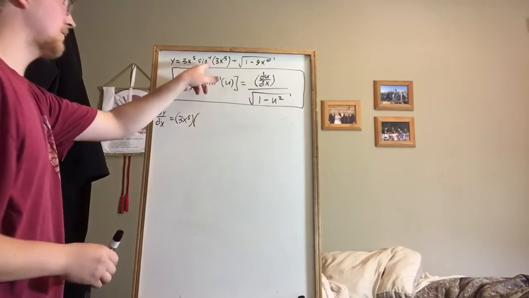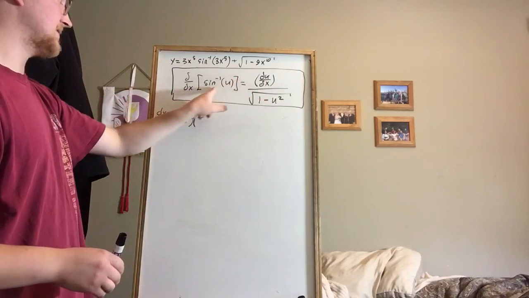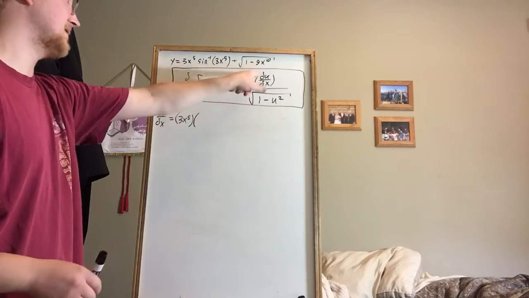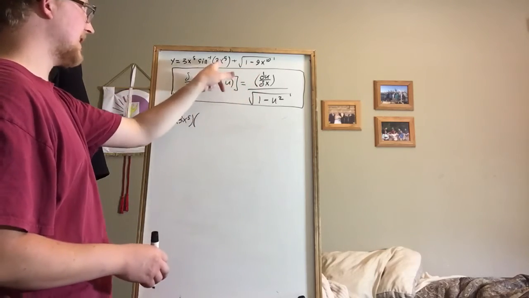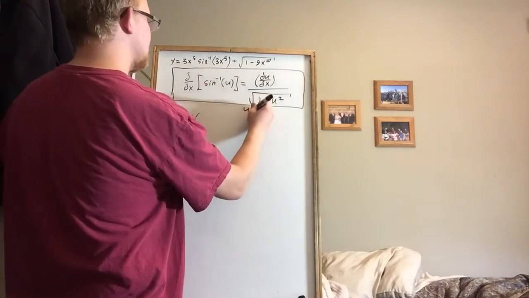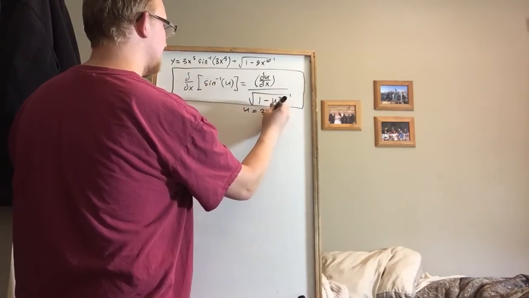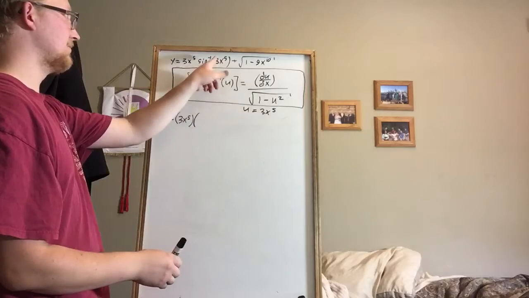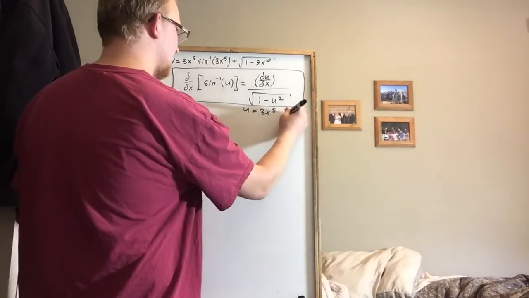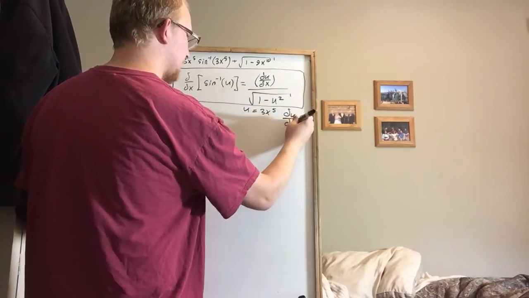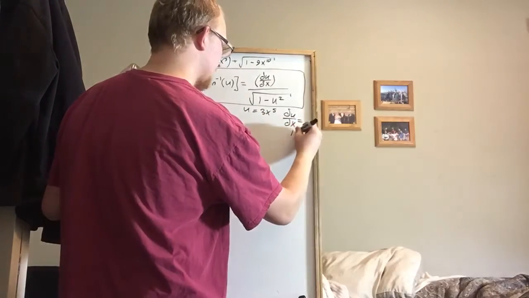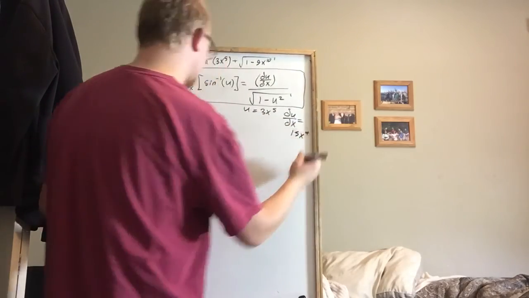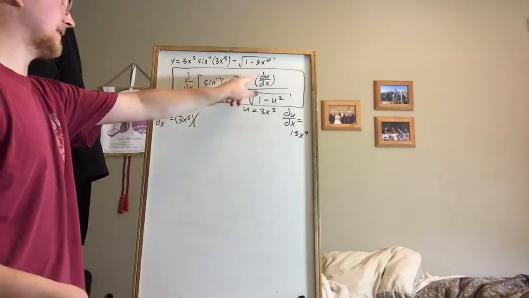Derivative of the second, well, we know the derivative of sine inverse of u is equal to this. So we're going to follow this template. u inside the sine inverse is equal to 3x to the fifth, because this is sine inverse u. Then we need to know du dx. And du dx using the power rule is 15x to the 4. And now we'll just start filling in this template here.